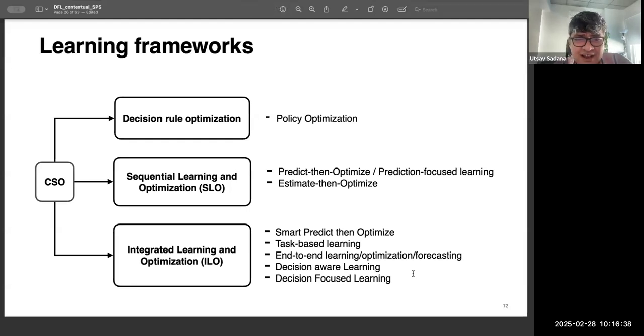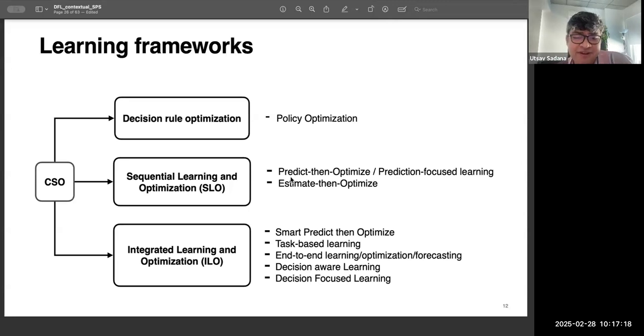In the literature, this decision rule optimization is also called policy optimization. The sequential learning and optimization is used quite a lot in the literature. There are two different kinds of frameworks. One is where you make a point prediction and use that point prediction in an optimization problem. This is called predict then optimize or prediction-focused learning. Another is estimate then optimize, where you first learn a conditional distribution from the data and then use this conditional distribution for an optimization problem.